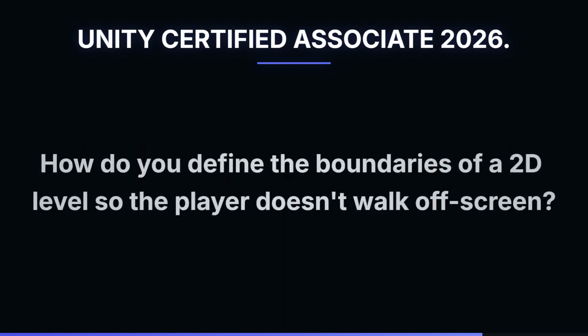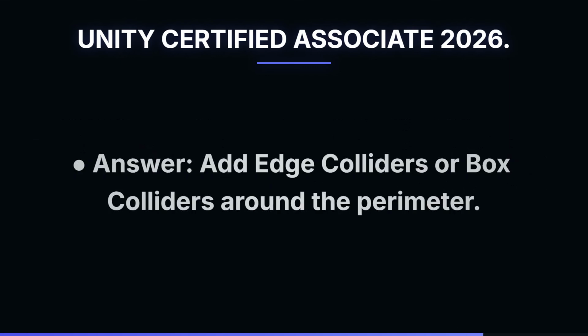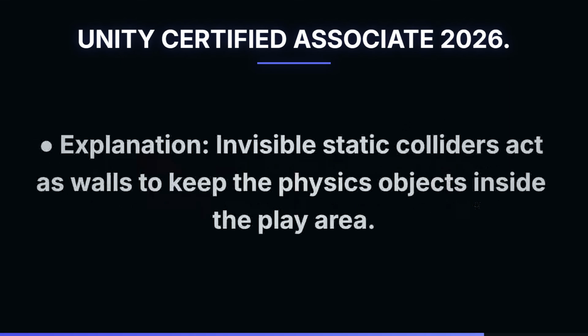15. How do you define the boundaries of a 2D level so the player doesn't walk off screen? Answer: add edge colliders or box colliders around the perimeter. Explanation: invisible static colliders act as walls to keep the physics objects inside the play area.